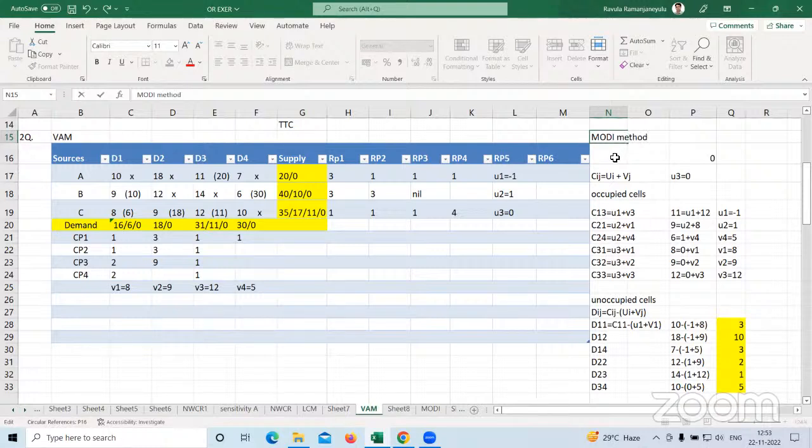What I want to say is, to find the optimal solution, first of all you must know where the feasibility is. To find a feasible solution, you can use any of the methods: the northwest corner method, the least cost method, or the VAM method. I choose VAM because, as I told you, VAM is almost near to the optimal, or sometimes what we get is directly optimal.